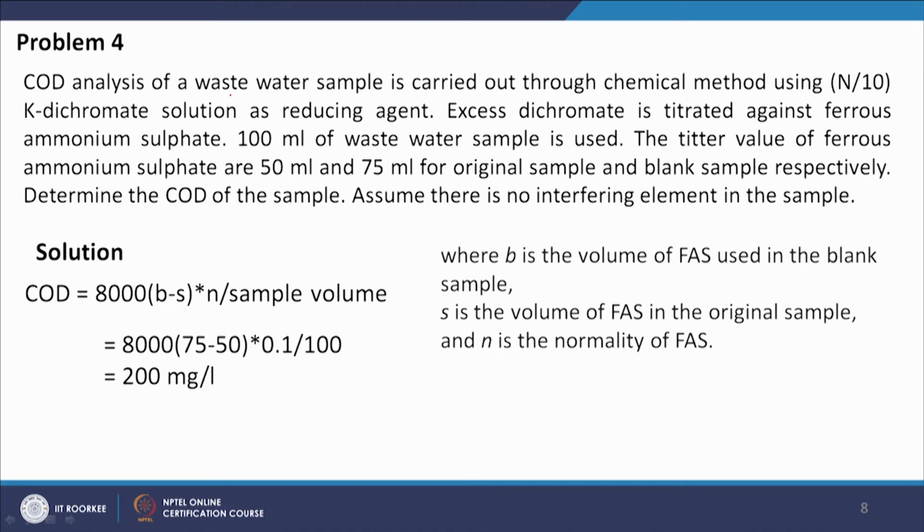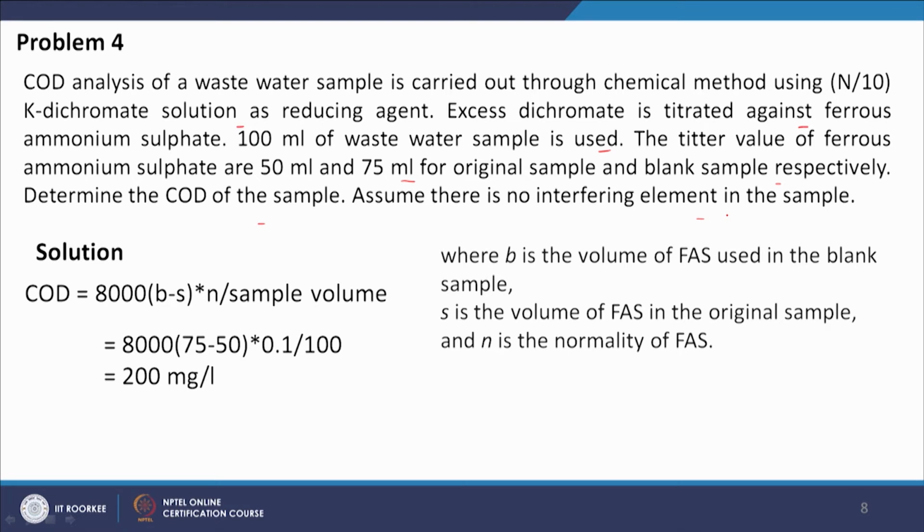COD analysis of a wastewater sample is carried out through chemical method using N by 10 potassium dichromate solution as oxidizing agent. Excess dichromate is titrated against ferrous ammonium sulphate. 100 ml of wastewater sample is used. The titer values of ferrous ammonium sulphate are 50 ml and 75 ml for original sample and blank sample respectively. Determine the COD of the sample, assume there is no interfering element in the sample.